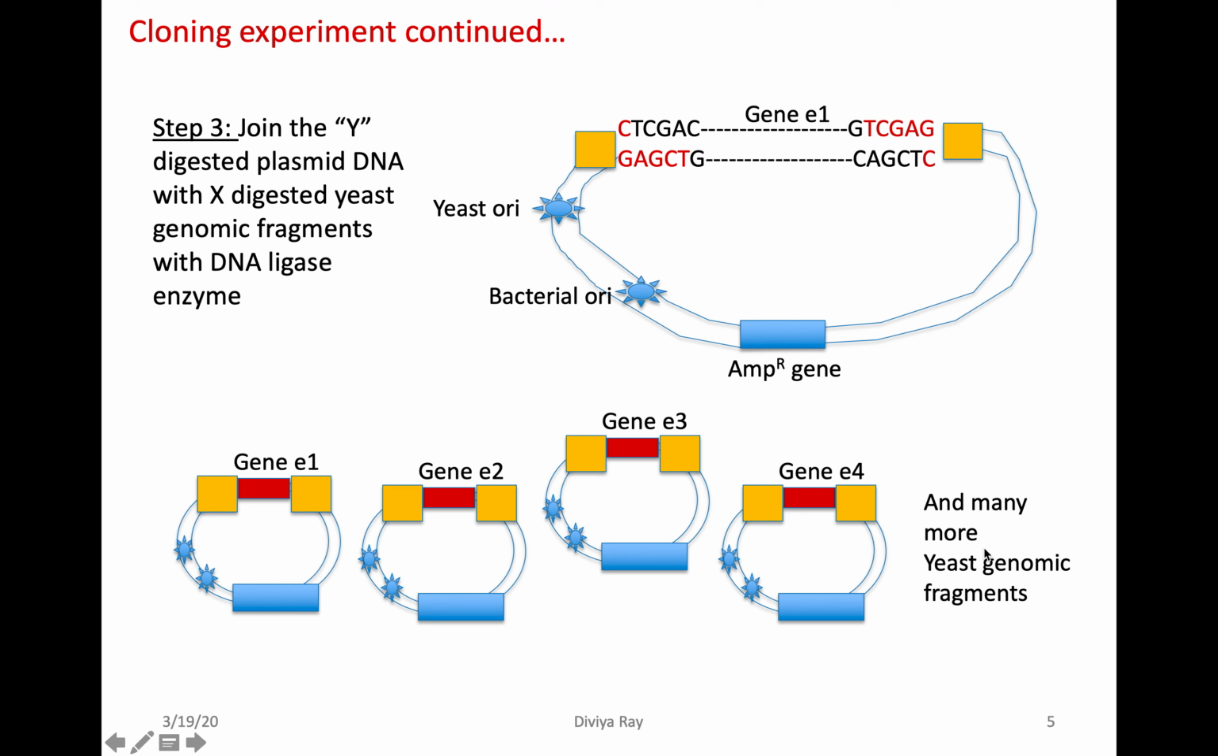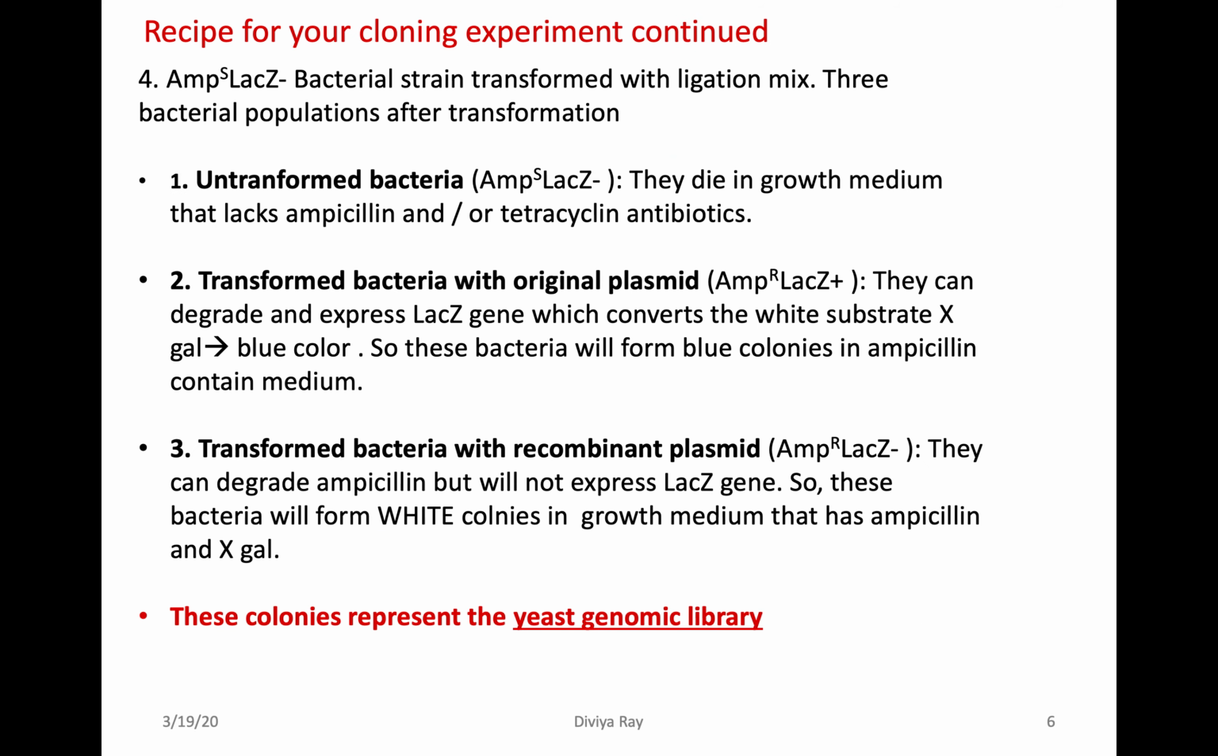So let's say this is a recombinant plasmid where the cloned insert over here is gene E1. Similarly, you will be getting another recombinant plasmid that has gene E2, gene E3, gene E4, and so on. So you'll get many such recombinant plasmids, each containing one specific yeast genomic fragment as an insert. Together, you call this the ligation mix.